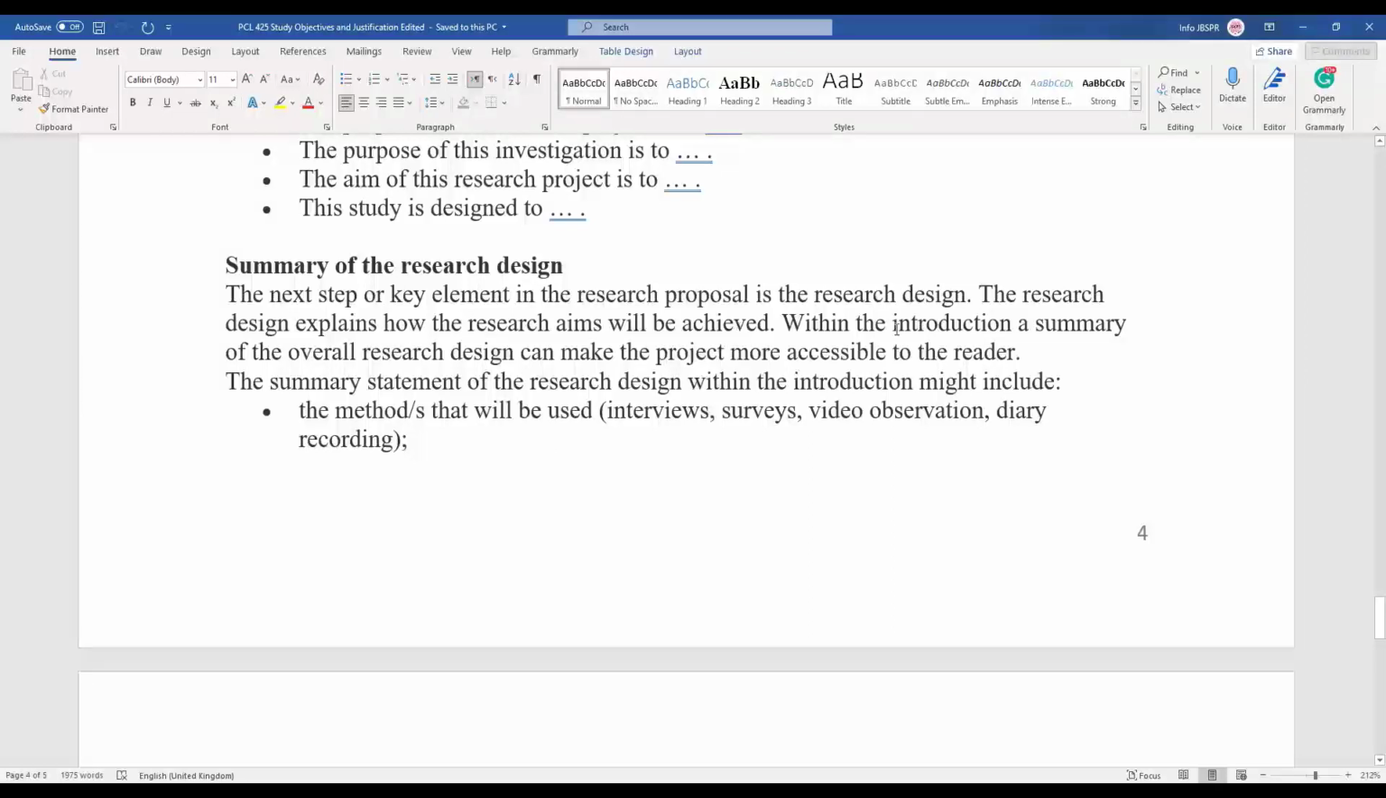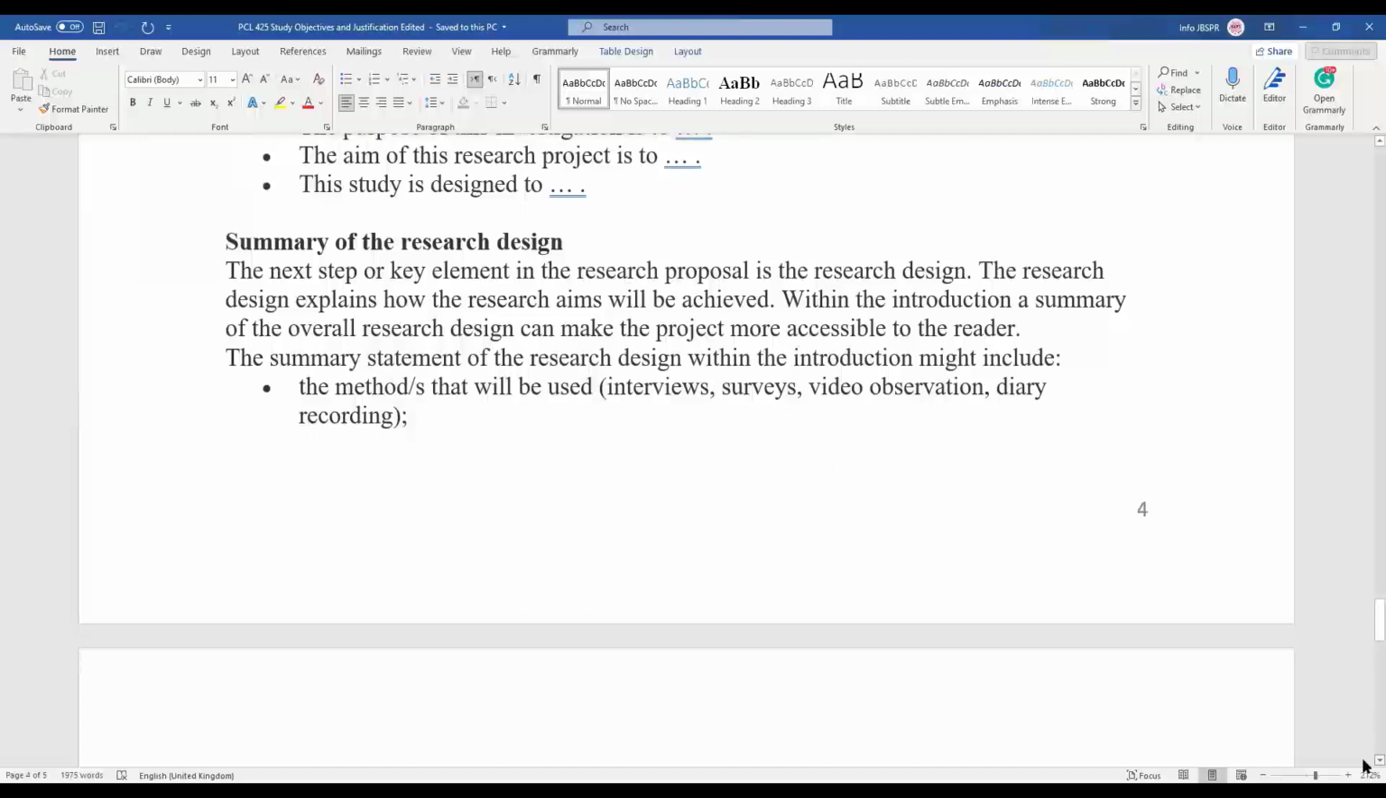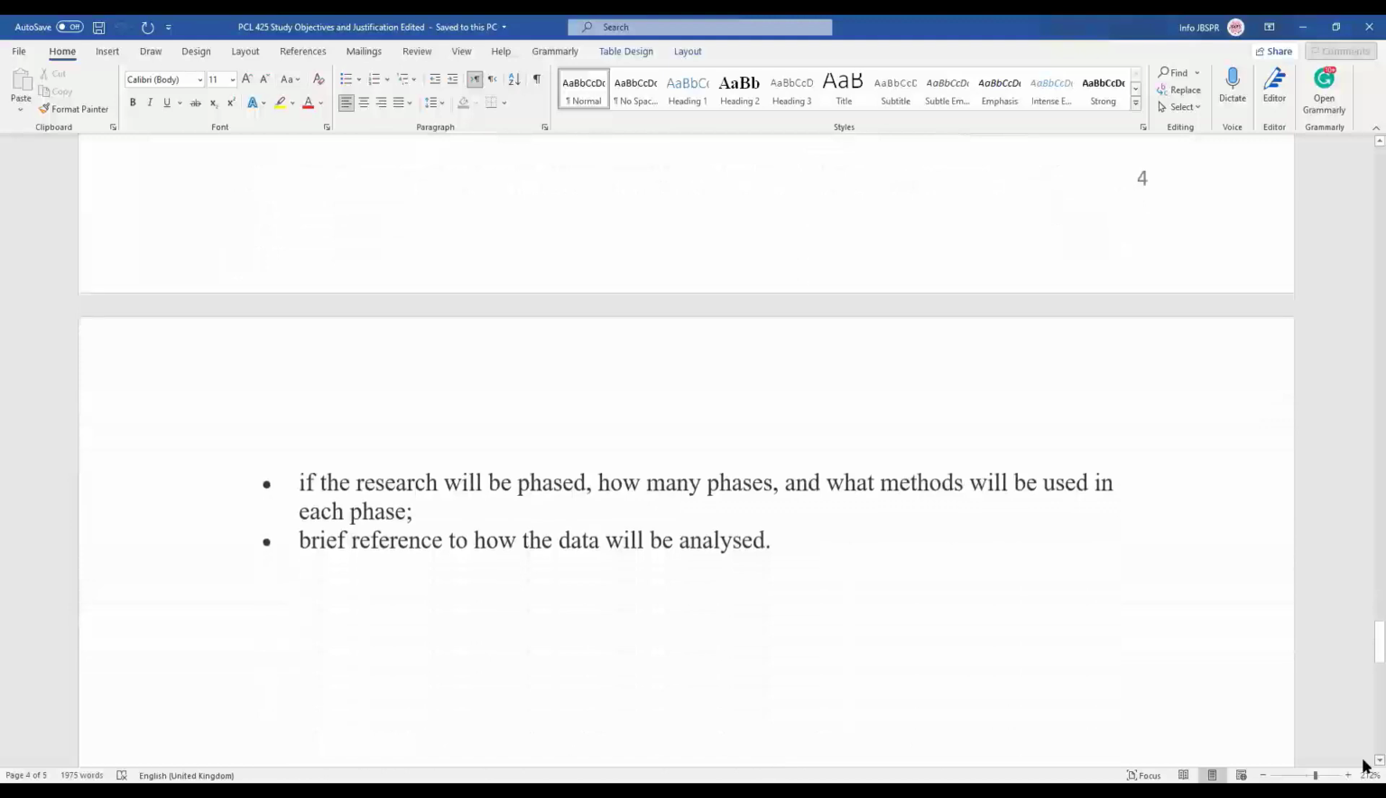Are you going to go into the field asking questions? Are you going to, for instance, if you're doing bioavailability, you need to recruit volunteers to do your study. So when you're looking at the design, you may have a statement like, the method that will be used will be interview, survey, video observation, or diary recording, depending on what study you're looking at.